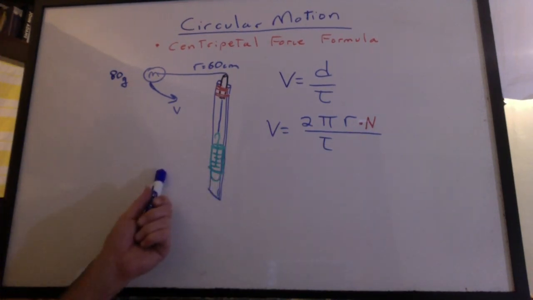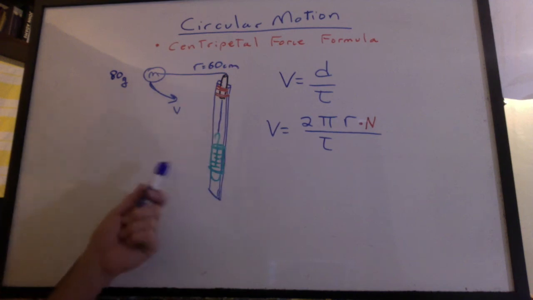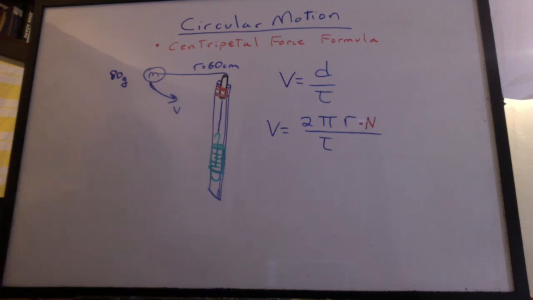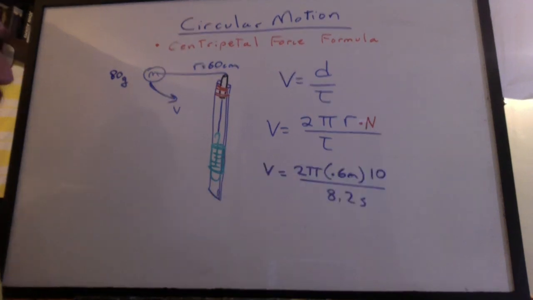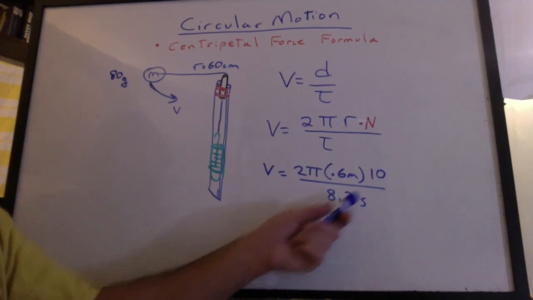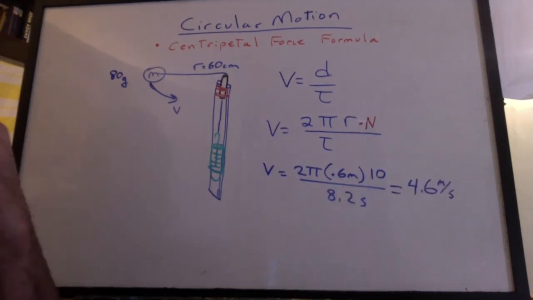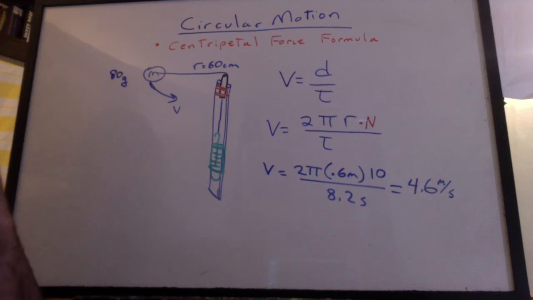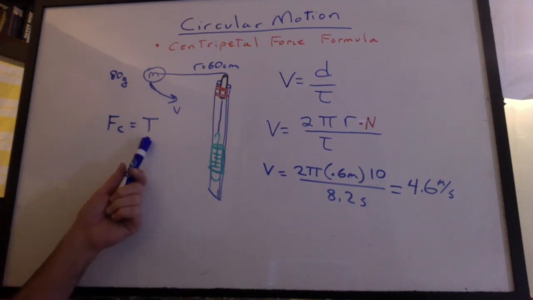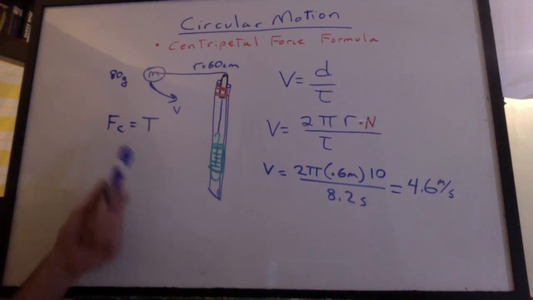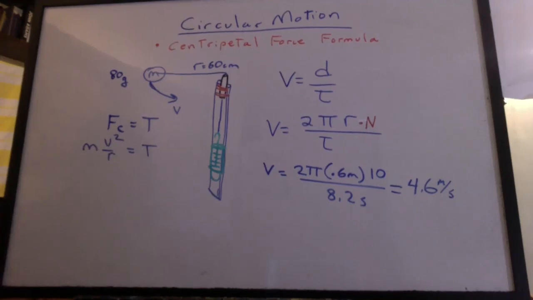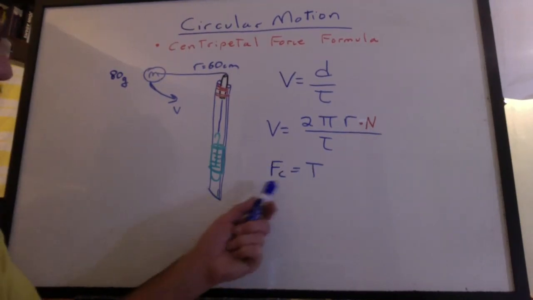Some kids put their camera down here, videoed it, put it on YouTube, frame by frame, and just did one rotation. If you're doing frame by frame, that'll be okay. You'll get a good number. Let's just say it took 8.2 seconds to go 10 rotations. We get about 4.6 meters per second. If I say that tension is what's causing the centripetal force, I can calculate the tension. Now remember, we're going to say the tension is what's causing the FC.